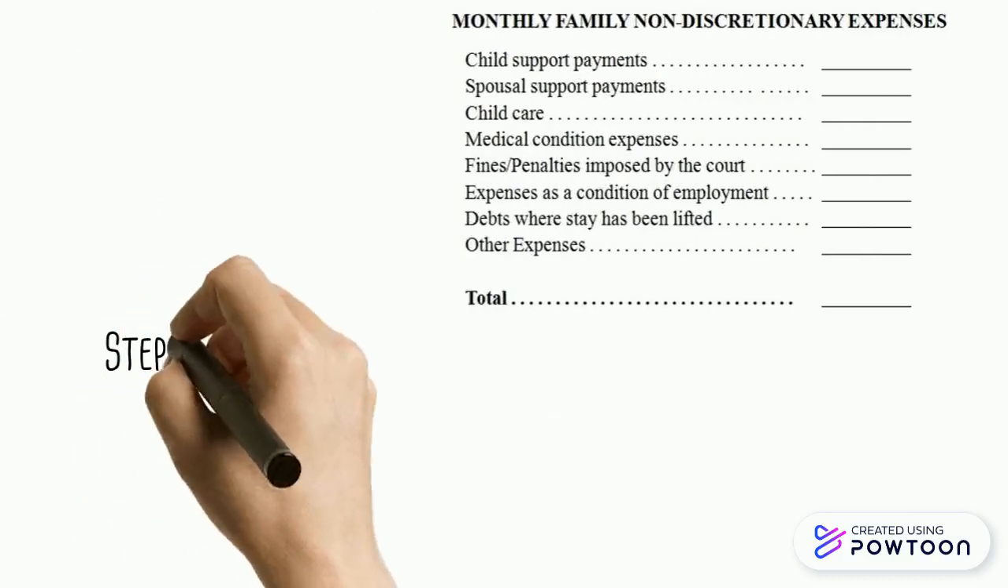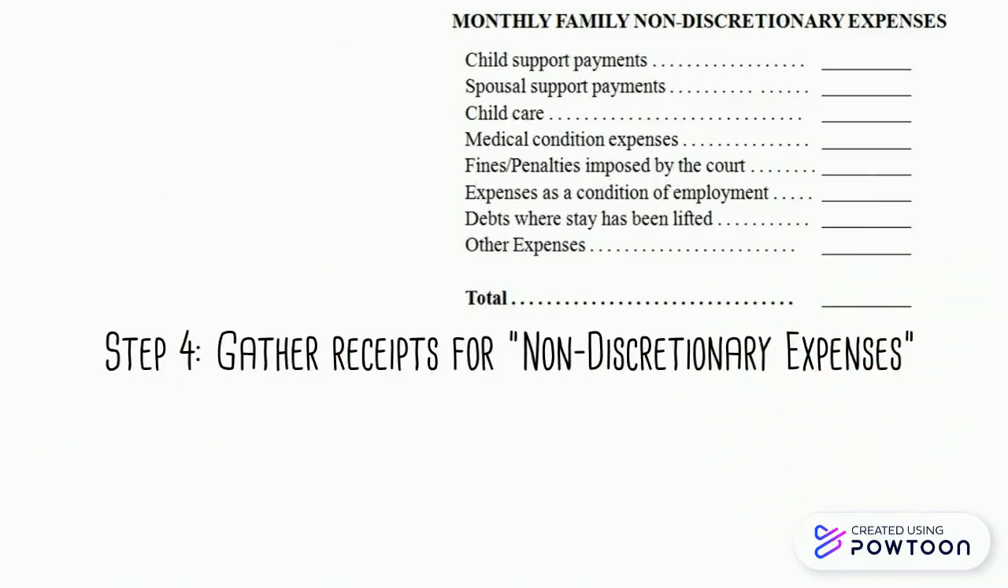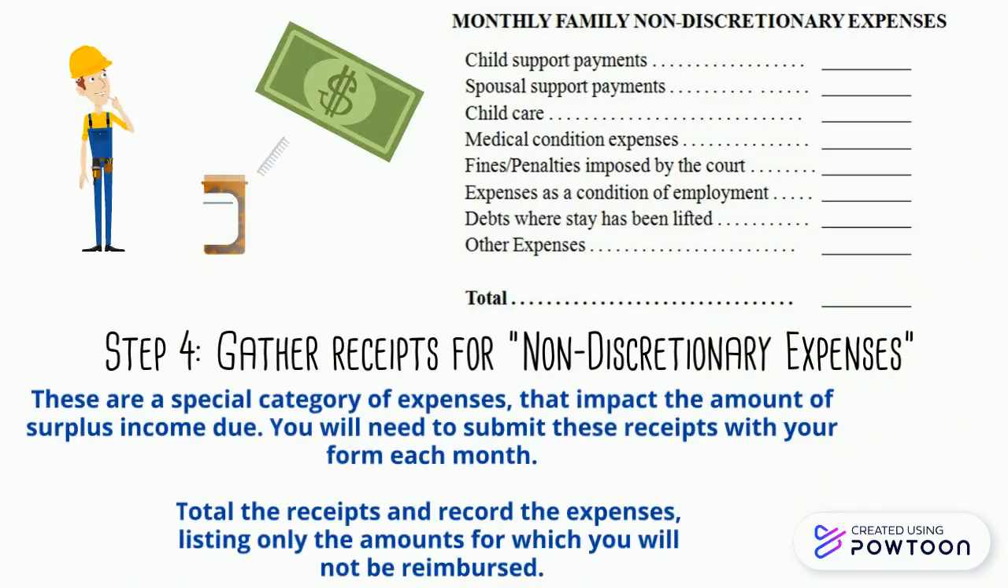The top right section of the form contains non-discretionary expenses. These expenses will impact your calculation of surplus income due and are important to track accurately. For expenses where you will be partially reimbursed, such as medical, only include the amount which you will not be reimbursed. You will need to submit these receipts to your trustee.